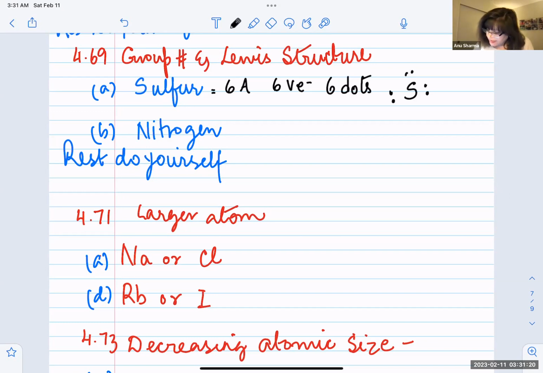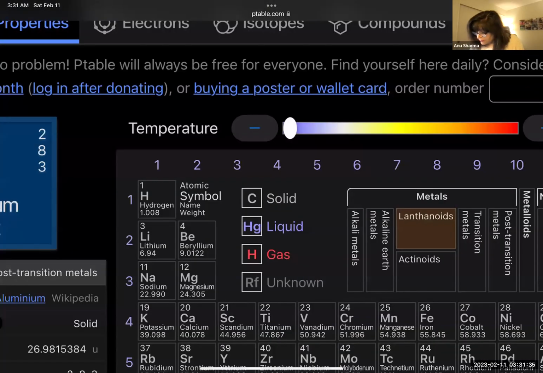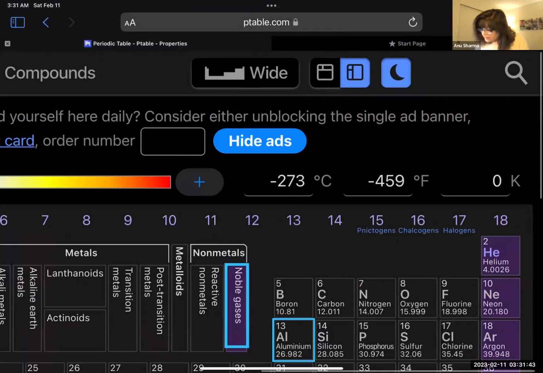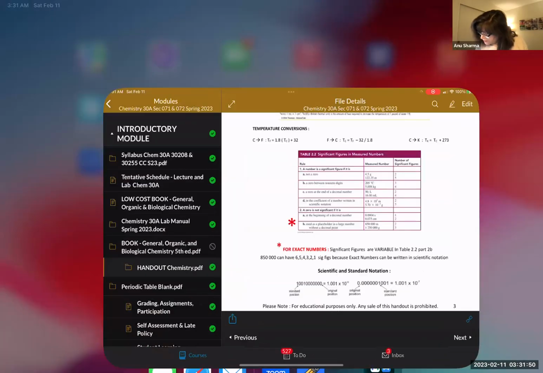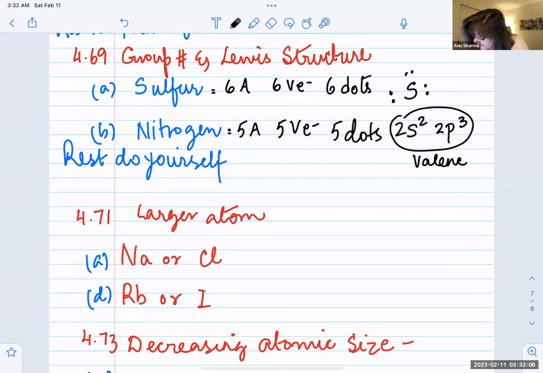Nitrogen is in 5A. It has 5 valence electrons, and that means 5 dots. Let's look at nitrogen once more: second energy level. Nitrogen is 2p3, and 2s2 is filled up. So these are the valence electrons, and that means nitrogen will have 5 bonds: 1, 2, 3, 4, 5.